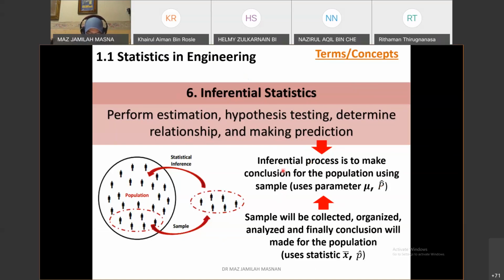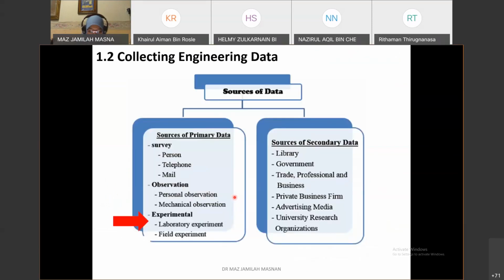Just to highlight, the inferential process is to make conclusions for the population using a sample. So using the population, we select our sample, and using the sample, we make conclusions about our population. The same as what I have discussed just now. Okay, now done with 1.1, that is the introduction to engineering statistics.